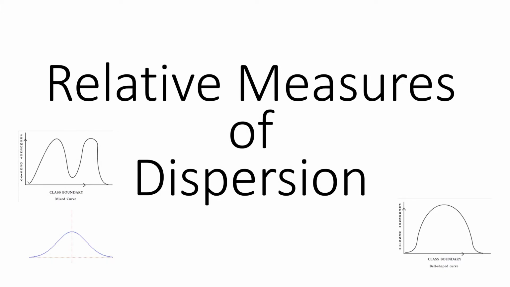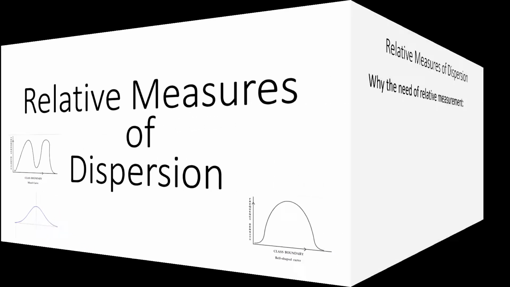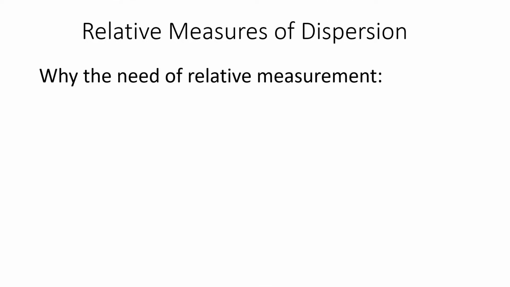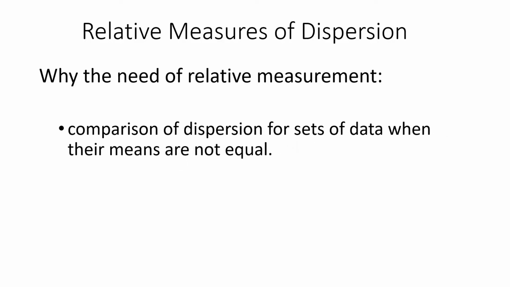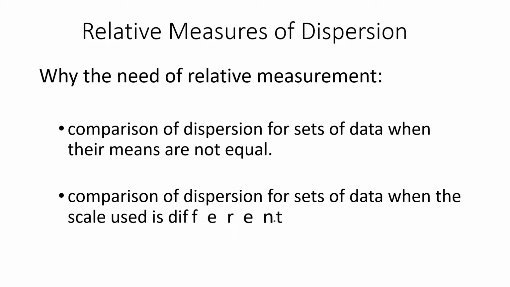This video explains the need to use relative measures of dispersion. Relative measures of dispersion are used when comparing dispersion for sets of data when their means are not equal, or when the scale used is different.